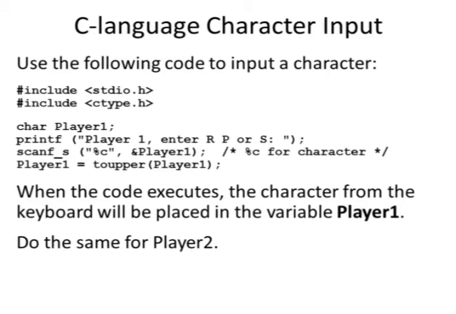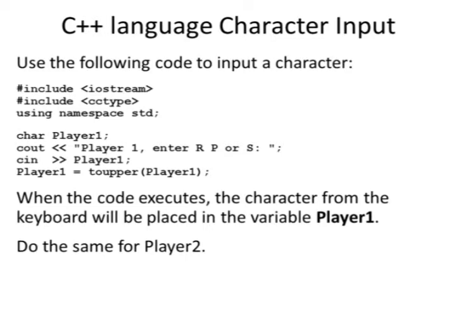For example, if somebody typed in a capital R, it returns a capital R. But if somebody typed in a lowercase r, it returns a capital R. It's the assignment, the equal sign right there, that is going to take the result of toupper and then place it back into player 1. Then you need to do the same thing for player 2.